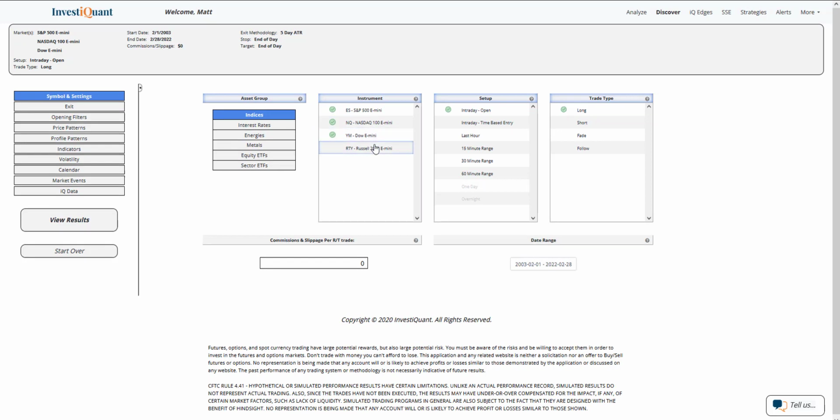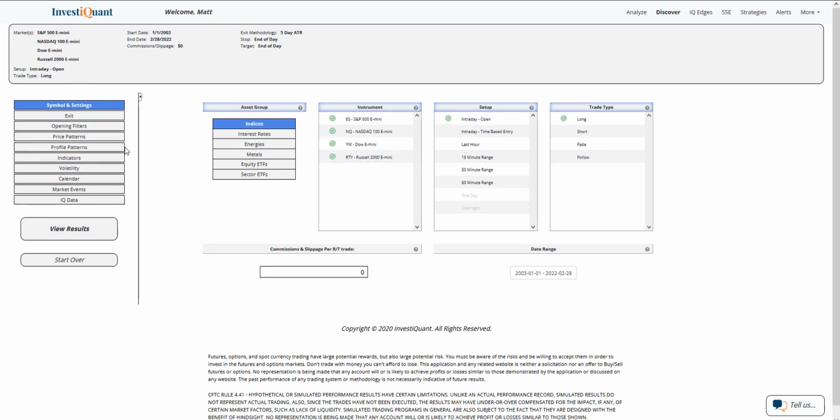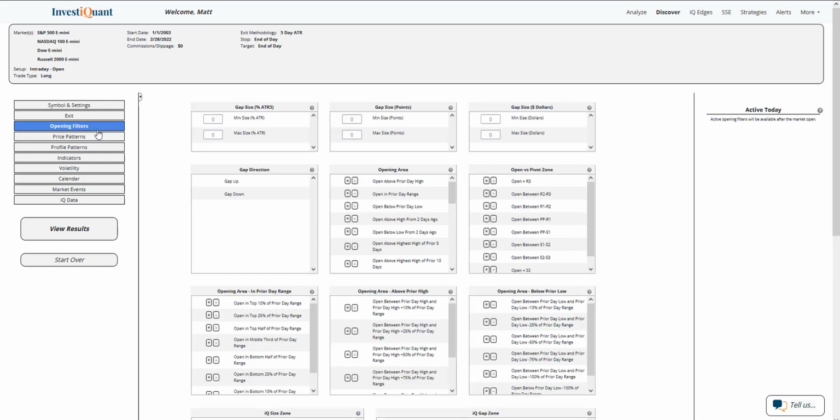I've got all four instruments selected. The setup will be based upon entering the market long at 9:30 a.m. Eastern Time and exiting at 4:15 p.m. Eastern Time. Now, the last trading day of the month is one where it really is typically important to make sure you get the opening location right.